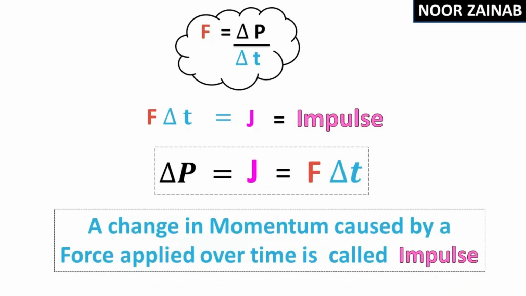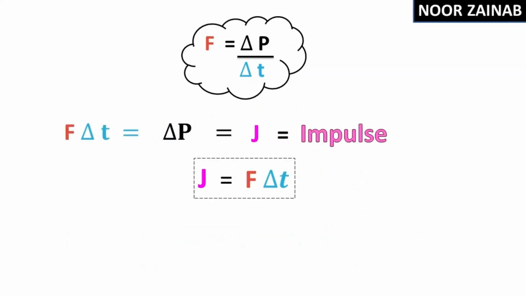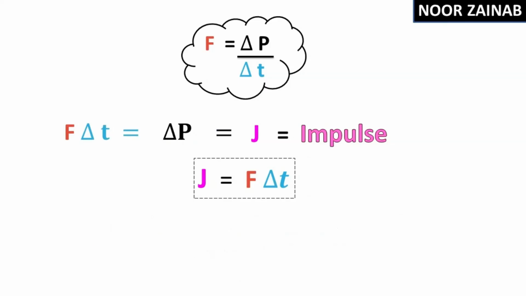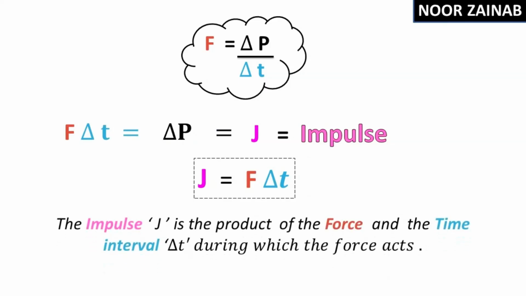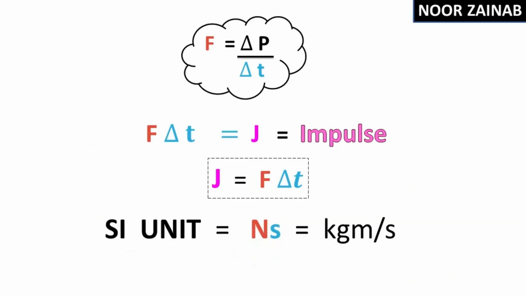Furthermore, like momentum, impulse is also a vector quantity. It means that it has both direction as well as magnitude, and its direction is the same as the direction of the force. Impulse is denoted by the letter J, and it is the product of the force and the time duration during which the force is acting. The SI unit of impulse is Newton seconds, which can also be converted into kilograms meters per second.